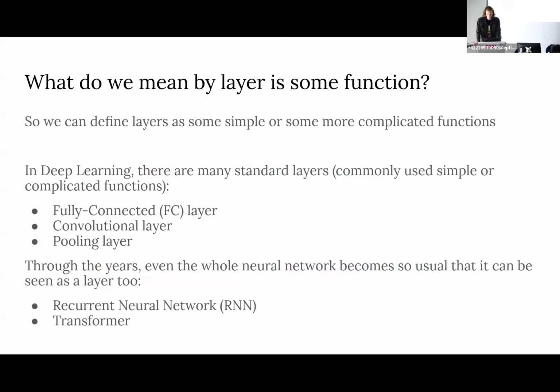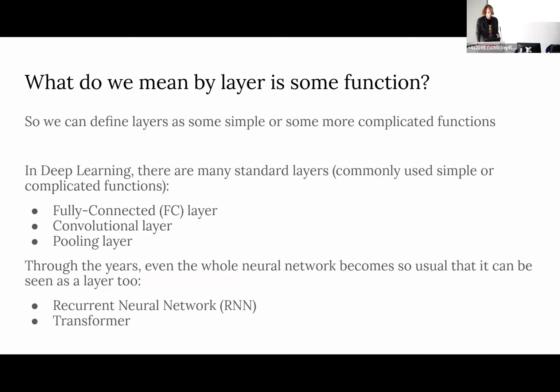So we can define layers. They can be either simple layers or maybe more complicated layers, but we have some traditional or standard layers that are commonly used in deep learning. These are fully connected layers, convolutional layers, and pooling layers that we'll cover today.